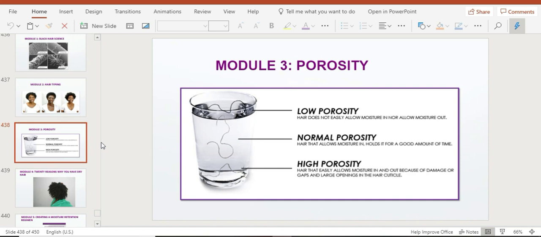And then I shared a common sense approach to determine your hair porosity. And I answered popular questions that have to do with porosity, such as, can you change your porosity, can you lower your porosity, how can you lower your porosity, and so on and so forth.